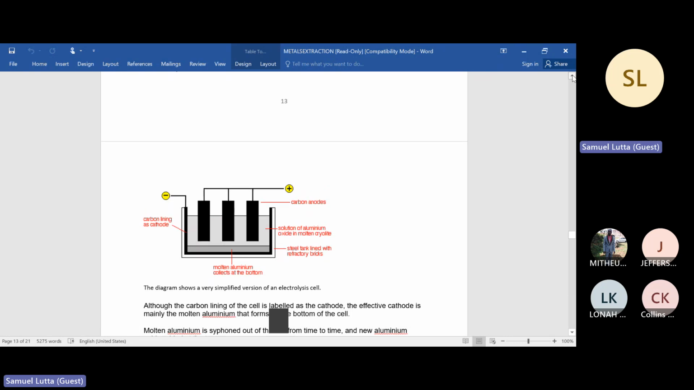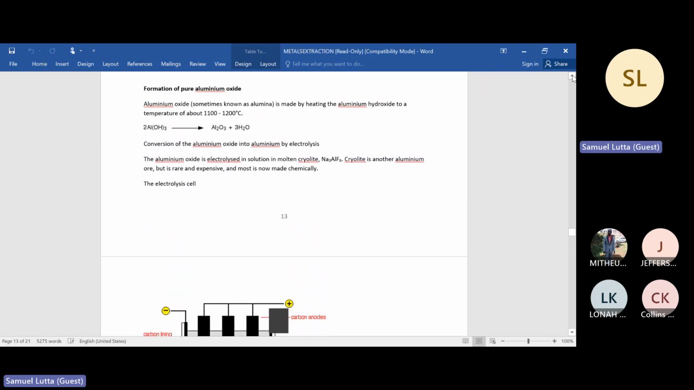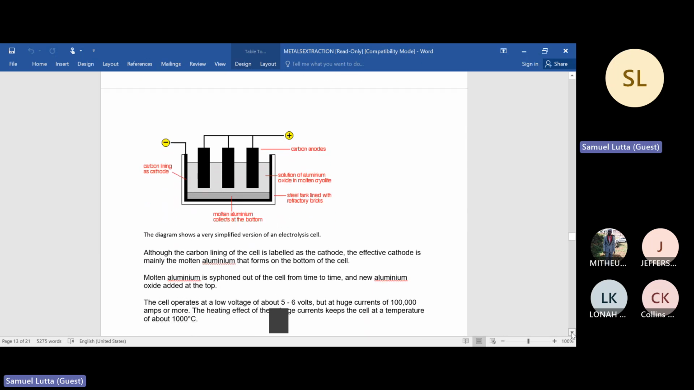And cryolite is added to reduce the melting point of aluminum oxide, because you cannot do electrolysis of aluminum oxide unless it is in a liquid state. So when you melt, it means you heat at high temperature, and therefore to reduce the temperature, you need to mix it with some impurities. So this is the setup of electrolysis.